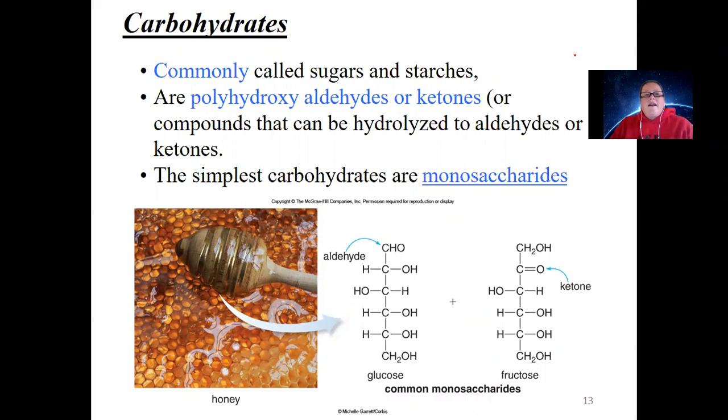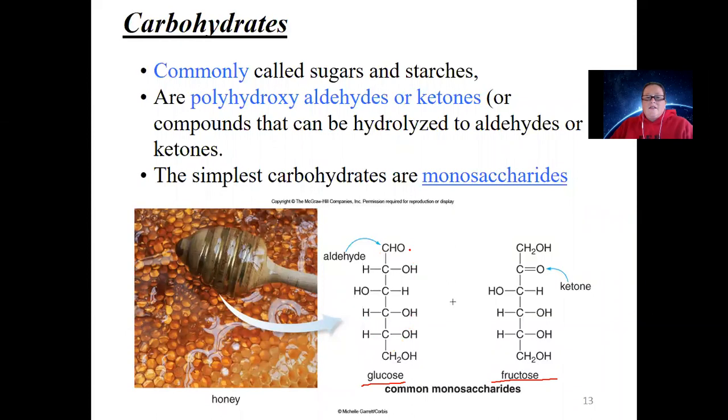They are polyhydroxy, referencing all of these hydroxy groups, and they are aldehydes or ketones, or they can be hydrolyzed into smaller parts, which are aldehydes or ketones. And these are some monosaccharides here, and you'll notice that these are two straight chain monosaccharides, glucose and fructose, and they can form cyclical structures.